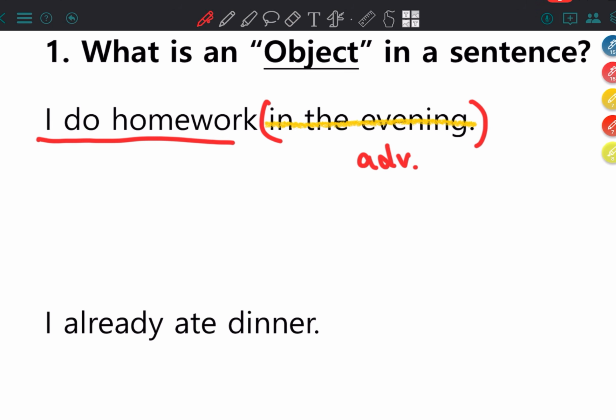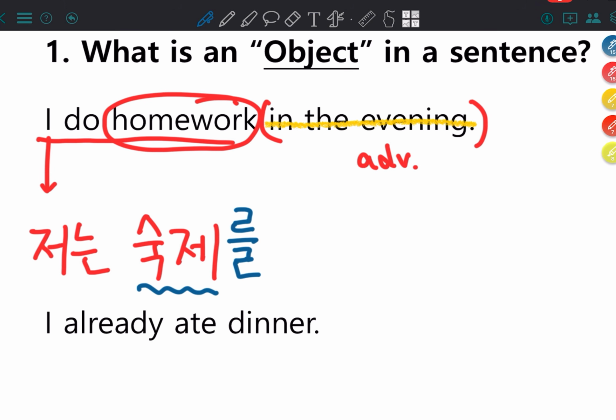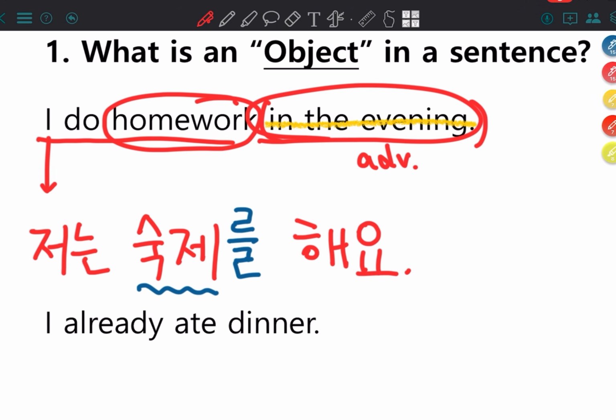And I do homework. You put the subject first, 저, and then you mark it with the subject marker. And then you put the object, not the verb first. You have to put the object first. So homework is 숙제. To mark it with an object marking particle, we would use 를, right? Because 숙제 does not end in 받침, right? So 숙제를. And then the rest of the sentence, 해요, I do homework. If you want to put in the evening, we can put it somewhere in the beginning of the sentence, like here. So you can say 저는 저녁에 숙제를 해요.